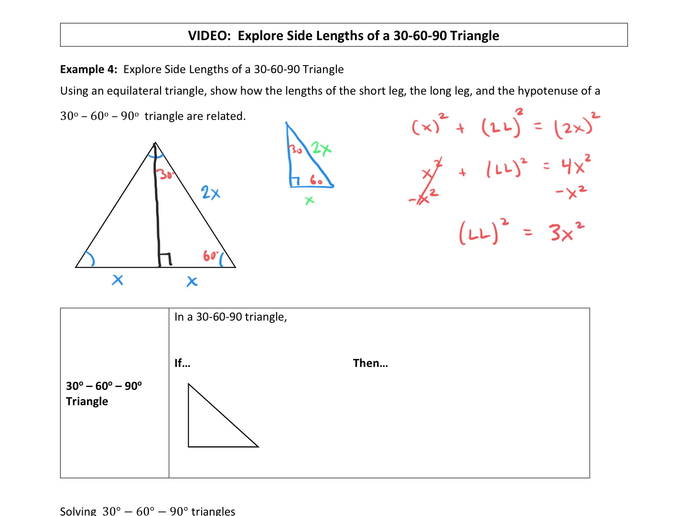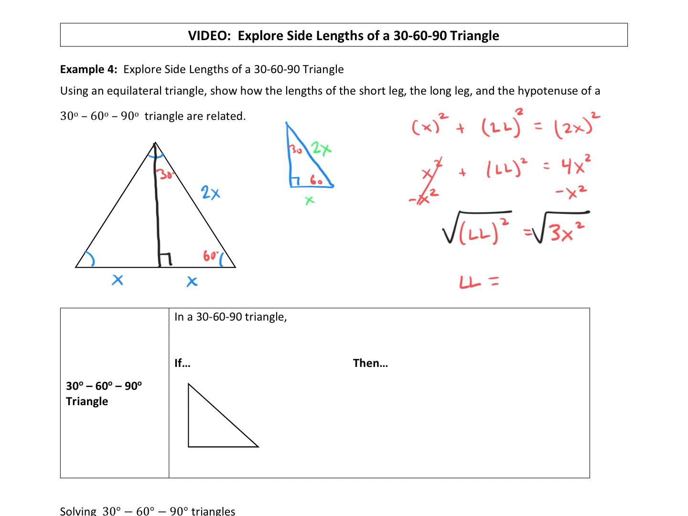Now to have just the long leg, we're going to undo the square by square rooting both sides. So the long leg of our 30, 60, 90 triangle is equal to the square root of 3x squared. So we're going to square root the 3 and square root the x squared. 3 is not a perfect square, and we cannot reduce it with a perfect square, so that's going to stay underneath our radical.